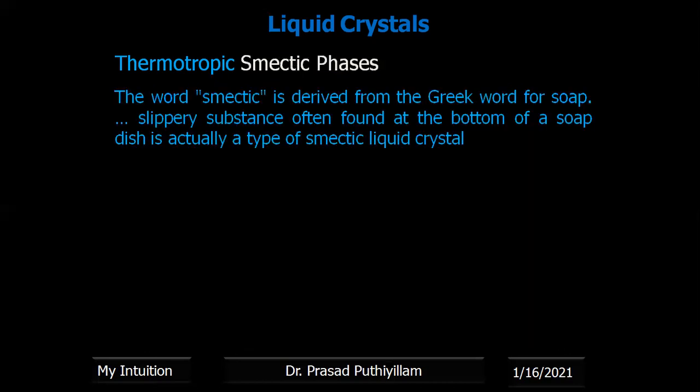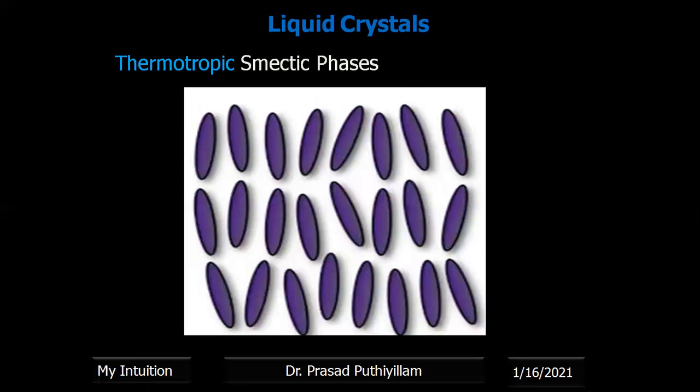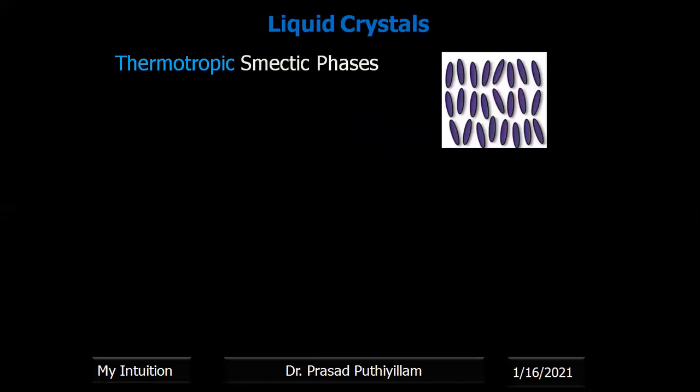The third phase is smectic. The word smectic is derived from Greek, meaning soap, because of the slippery substances often found at the bottom of a soap dish. It is a type of smectic liquid. That's why the name smectic was given to this type of liquid crystals. So this is the arrangement of smectic liquid crystals.